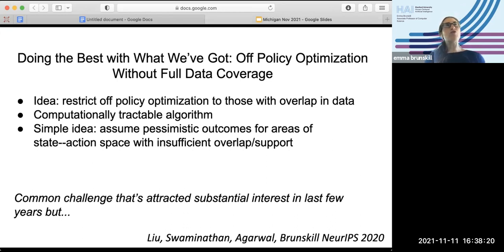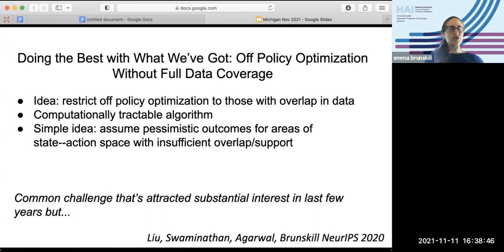I think there were 3 or 4 concurrent NeurIPS papers that all have very similar ideas around pessimism. And since then there's been a flurry of work that continued to investigate the theoretical limits and other approaches to doing this kind of pessimism and working within the data that's available, as opposed to assuming that we have really good data coverage. So that's just a highlight of where we're going and what's happened since.